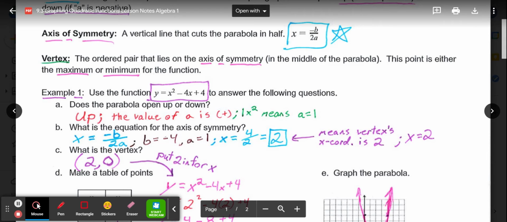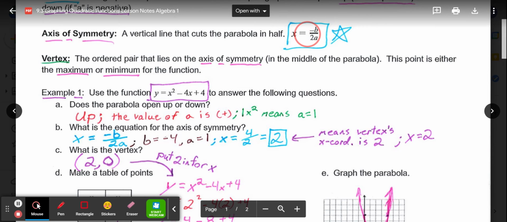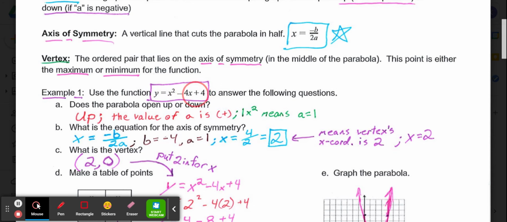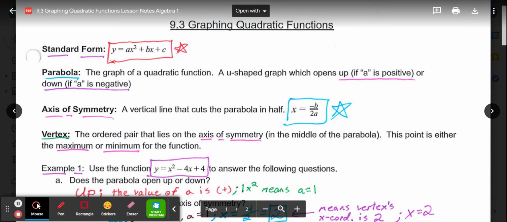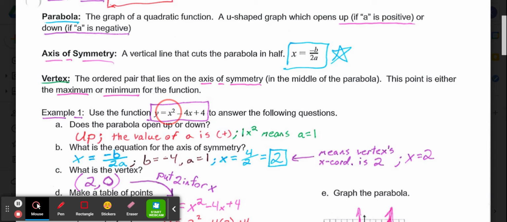For b, what is the equation for the axis of symmetry? So axis of symmetry equation is right here, x equals opposite of b over 2a. So if we look at our original equation, and our standard form is ax squared plus bx plus c. a, we already know, is in front of the x squared, which is 1. b is in front of the x, which would be a negative 4, because it's minus 4x. And just so you know, c, if we needed it, would be the final digit here, which is 4. So in this case, b is a negative 4, a is 1.